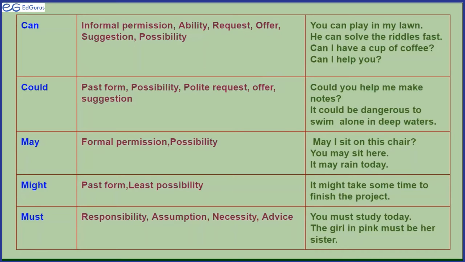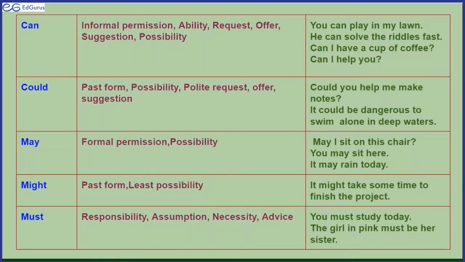He can solve the riddles fast. Ability. It is ability. Can I have a cup of coffee? Informal permission and request. Request. It's not permission. Can I have a cup of coffee? Meaning, please get me a cup of coffee. Right? Instead of saying, please get me a cup of coffee, you will say, can I have a cup of coffee? So it's a request.